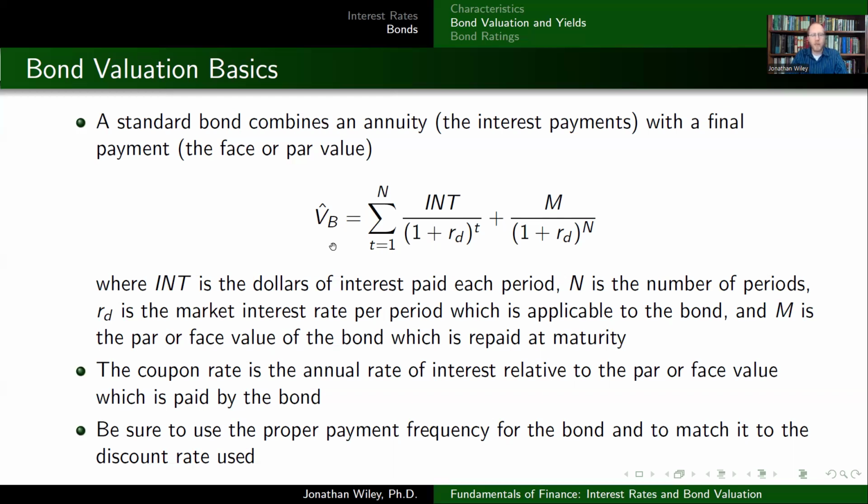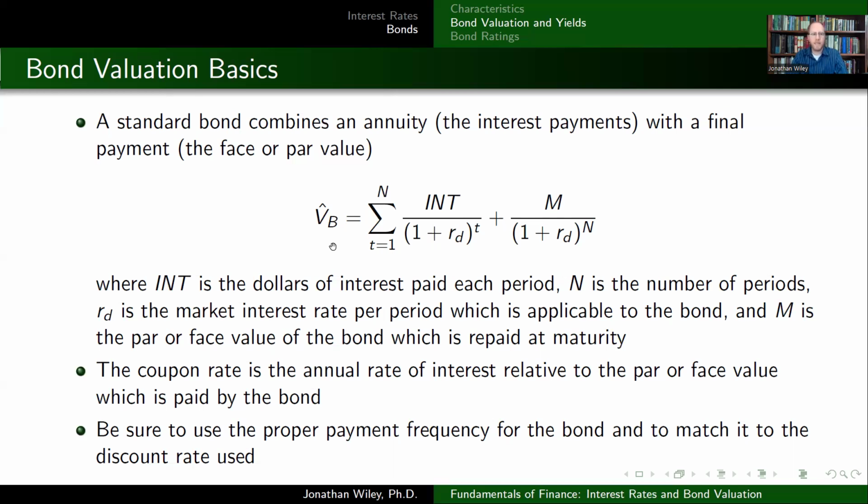So we still have a coupon rate. We don't really do paper bonds anymore, but we have the coupon rate that is telling us what the annual amount of interest is relative to the par or face value. Now, again, it's worth reiterating, if you are doing a calculation to find the value of a bond, you have to be very careful that you're using the proper payment frequency for the bond and therefore the proper discount rate associated with it. So let me give you an example.